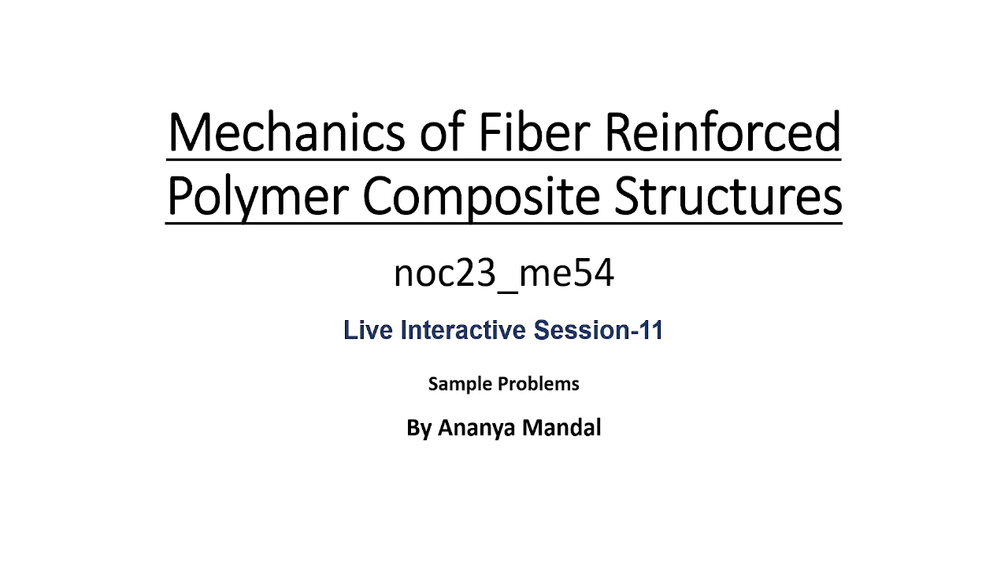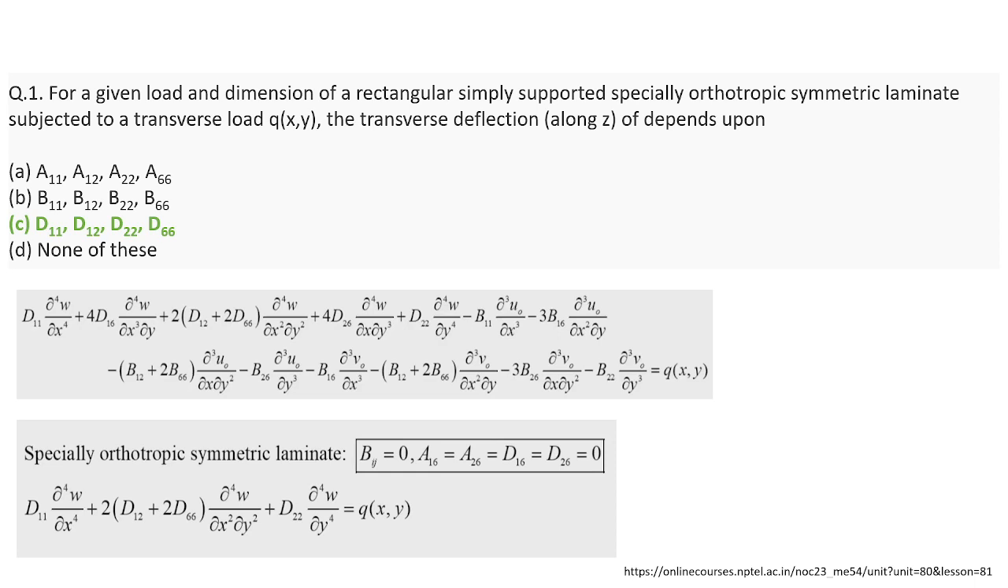So let's start. The first question is: for a given load and dimension of a rectangular simply supported specially orthotropic symmetric laminate subjected to a transverse load q(x,y), the transverse deflection along Z will depend upon. So the first equation you can see here is the equation to find the transverse deflection along the Z direction of any laminate.